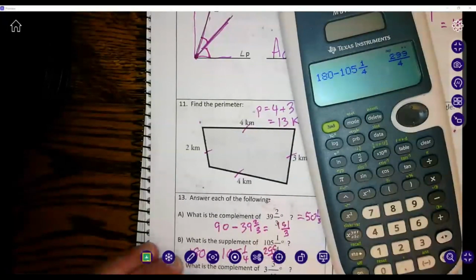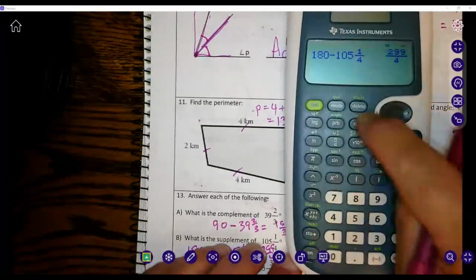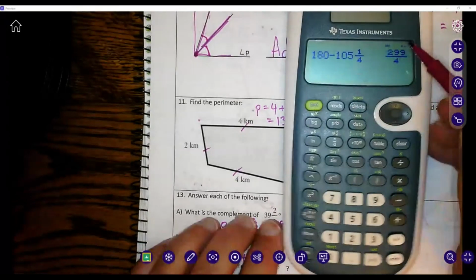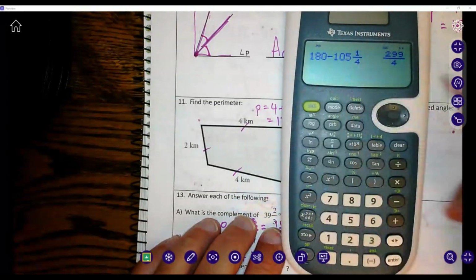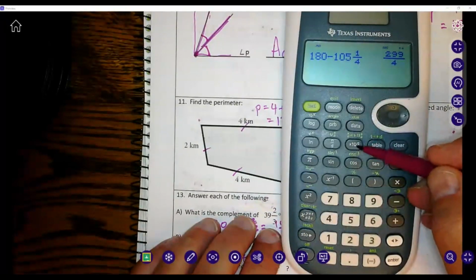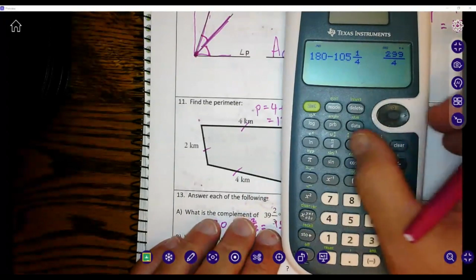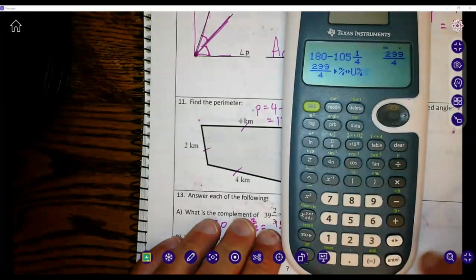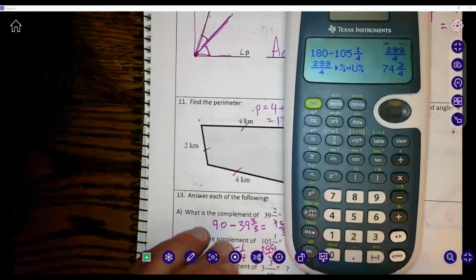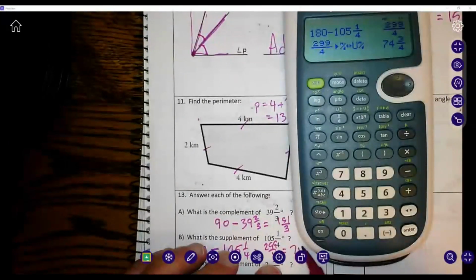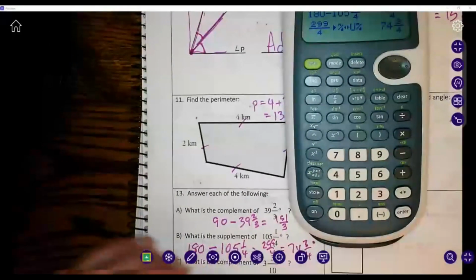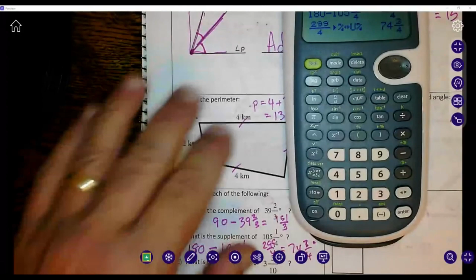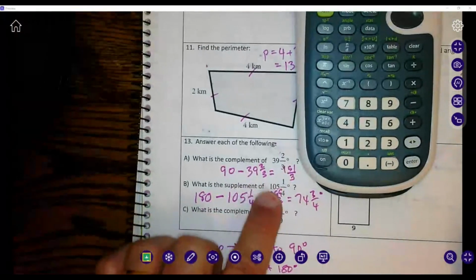But I cannot leave that as an answer. And so to change that into a mixed number, I hit second and the convert button, which is this X10N or whatever that says. I hit that button and then hit enter, and I get 74 3/4 degrees.